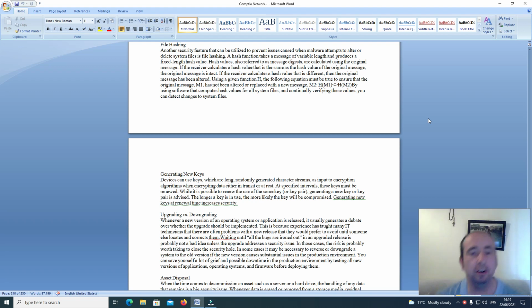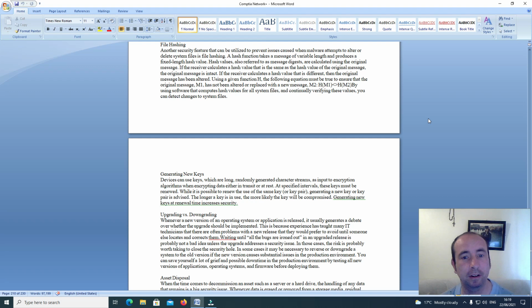File hashing. Another security feature that can be utilised to prevent issues caused when malware attempts to alter or delete system files is file hashing. A hash function takes a message of variable length and produces a fixed length hash value. Hash values, also referred to as message digests, are calculated using the original message. If the receiver calculates a hash value that is the same as the hash value of the original message, the message is intact. If the receiver calculates that the hash value is different, then the original message was altered.